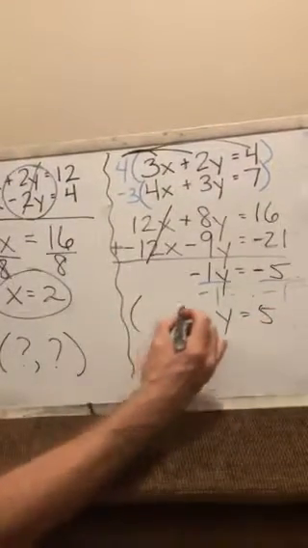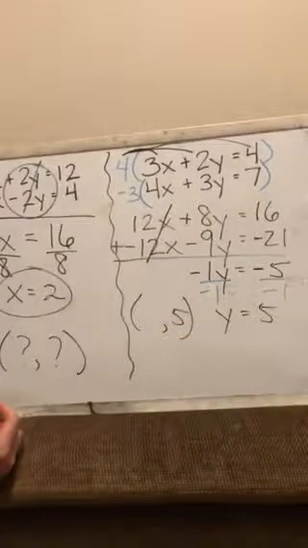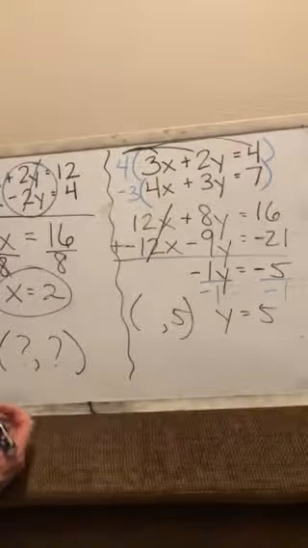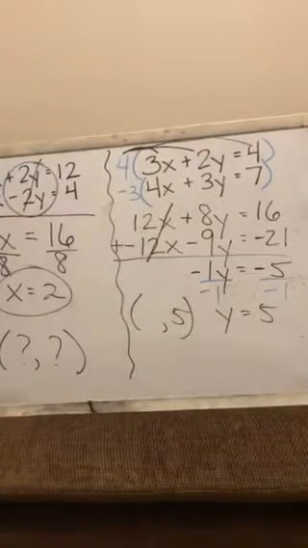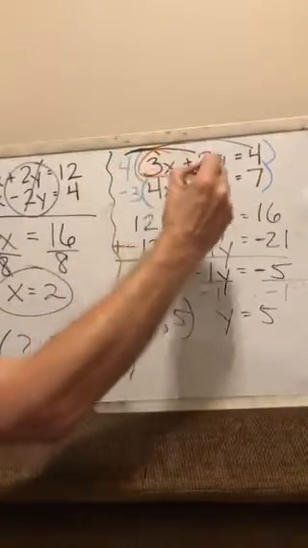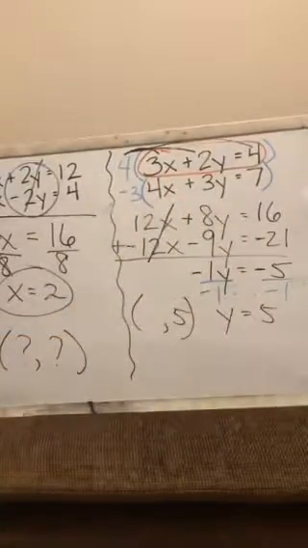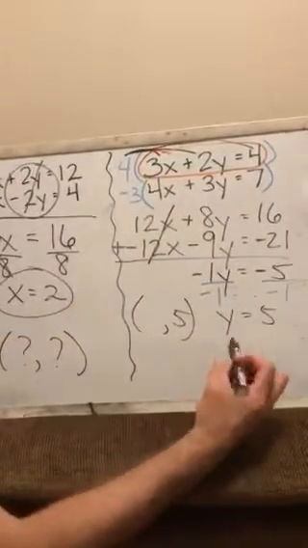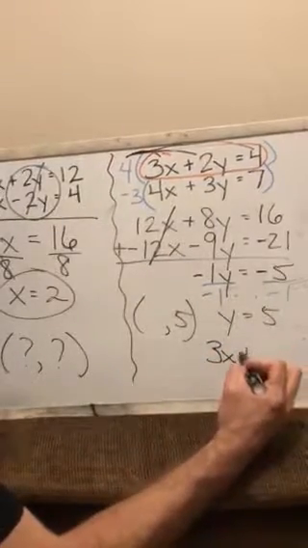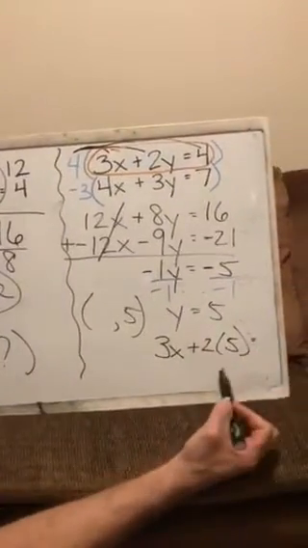So that is the y coordinate of the intersection point. You have to plug that back in to get what the x value is. And this is tough because you have a lot of work going on. So my advice would be go back to the very beginning, pick one of the easier first equations to plug that into. So I've got 3x plus 2 times y, but instead of y, you're going to substitute in a 5.